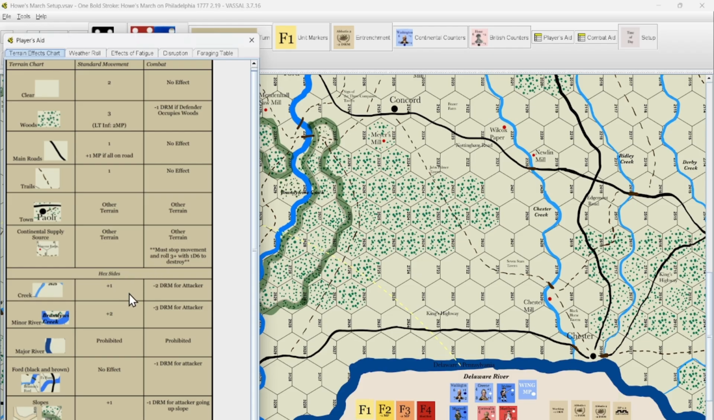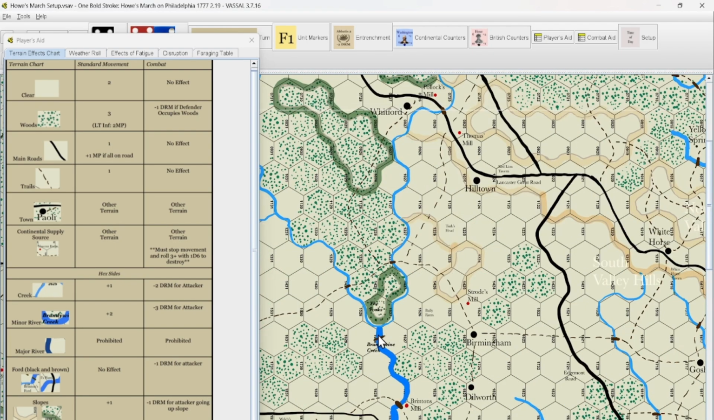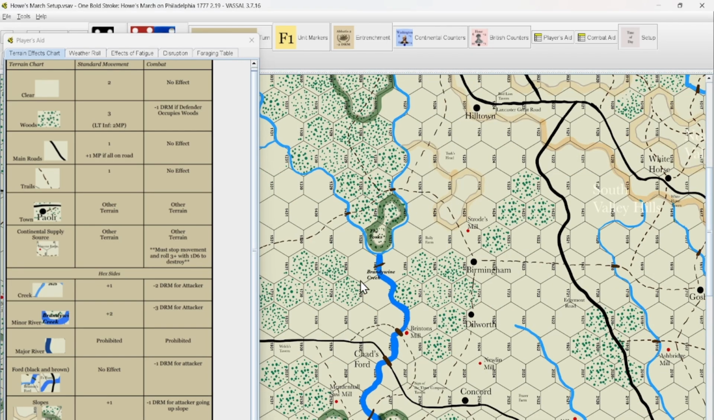So now going to the hex sides. Most of them are waterways. You have creeks, minor rivers, which are just basically larger creeks. Brandywine Creek had different areas that it was harder to cross than, say, when you get to the fords and it starts to thin out. Then you have the fords, which are brown crossings and black crossings of the creeks. And then lastly, you have the slopes.